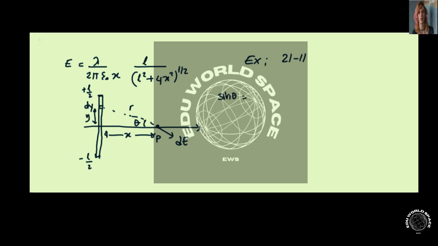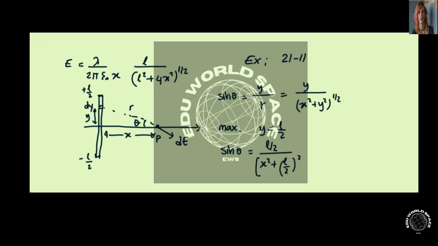Now let's look at this angle. The sine theta would be equal to y over r, r being the hypotenuse. Let's write it in terms of x and y: it's equal to y over the square root of x squared plus y squared. For the maximum of this sine function, y equals L over 2, so sine theta equals L over 2 over the square root of x squared plus L over 2 squared. Again, please revisit 21-11. I'm skipping, obviously, a couple of steps here.